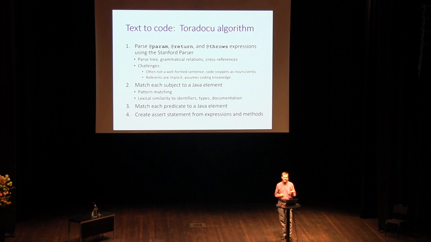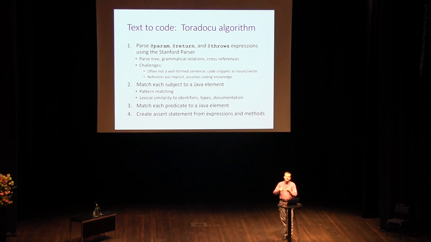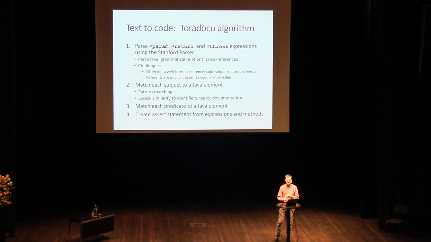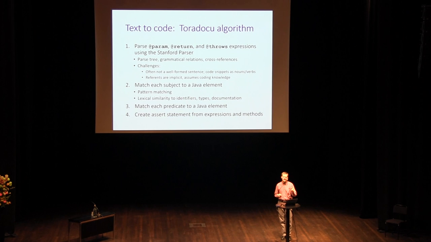So we have to do a little bit of pre-processing to clean that up. Then match each subject to a Java element, essentially to some expression in the program. Some of that is done by pattern matching. Other parts are done by lexical similarity in the identifiers and the type in the documentation. You can think of it as Levenshtein distance, but with a slightly more sophisticated edit metric. Then match each predicate to an operation in the program in exactly the same way. And finally, create an assert statement from the expressions and the methods by just reversing the parse tree.